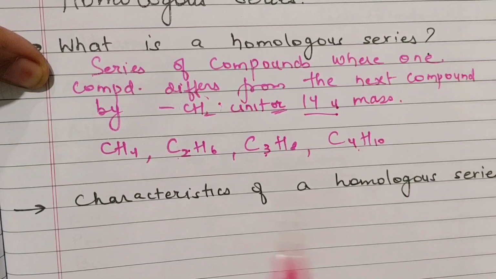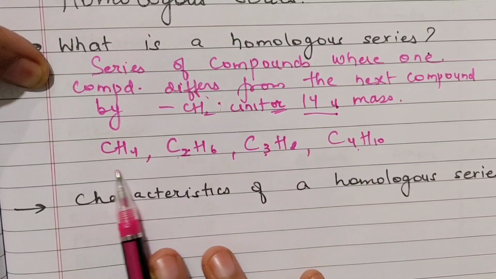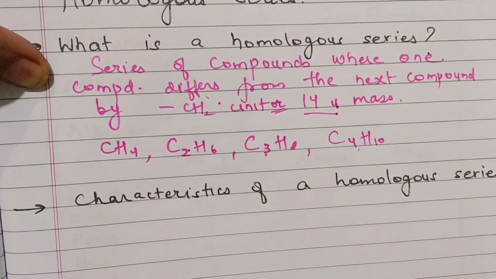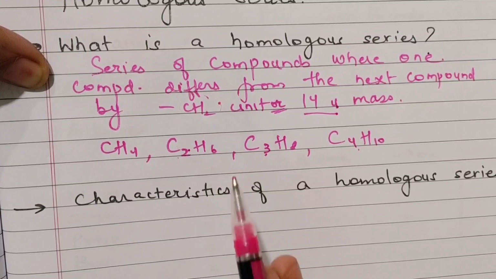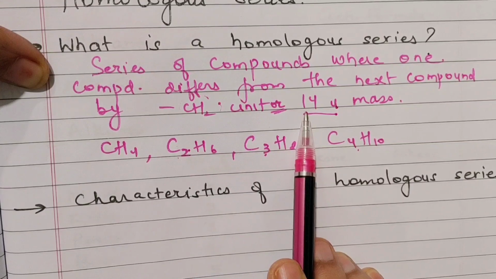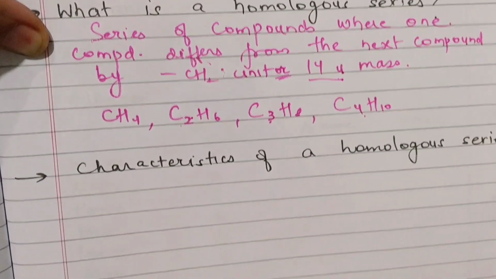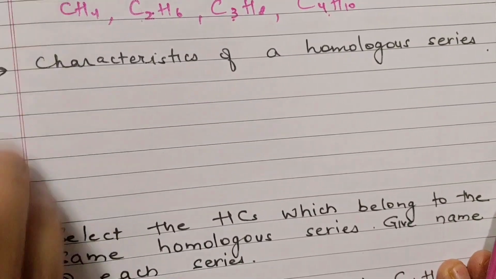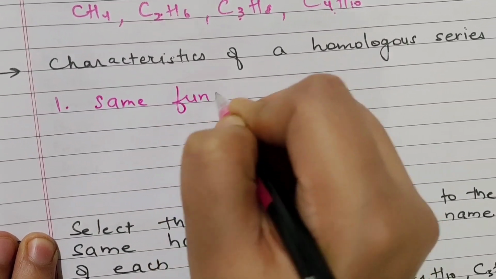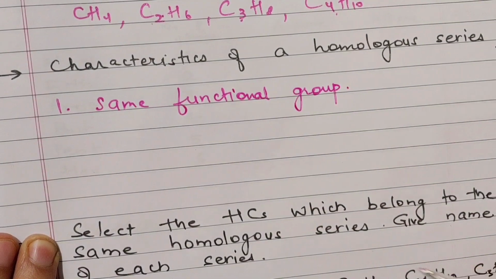Important thing to note is that it's not just possible in alkanes. It can be any functional group. You can have a homologous series of alcohols, of carboxylic acids, of ketones, of aldehydes, as long as the next compound differs from the previous compound by a CH2 unit, or if we are talking about mass, then the mass would be different by 14 u. This is homologous series. Characteristics of homologous series, very simple. First, they have to have the same functional group. If the functional group is different, they cannot be from the same homologous series.